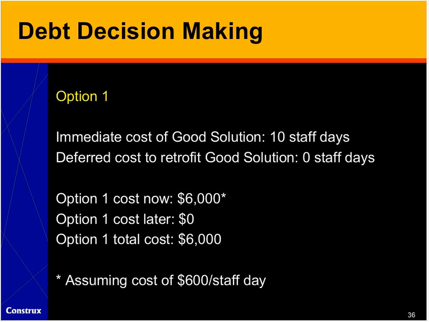Implicitly, when we decide to do a quick and dirty solution rather than a good solution, we are assuming that the quick and dirty solution is actually, in fact, quick compared to the good solution. And I think it's valuable to get those assumptions out and make them explicit rather than just having them locked in somebody's brain. So let's say, in this example, that we've decided that the cost of a good solution is 10 staff days. And if we assume, just for purposes of illustration, a cost of $600 per staff day, this option is guaranteed to cost us $6,000 now.